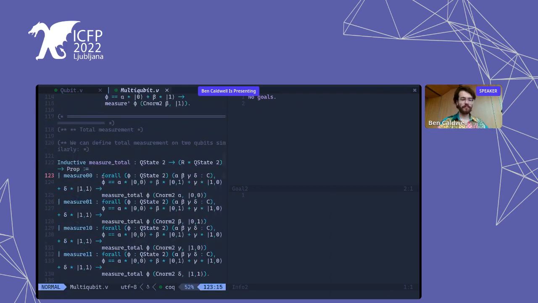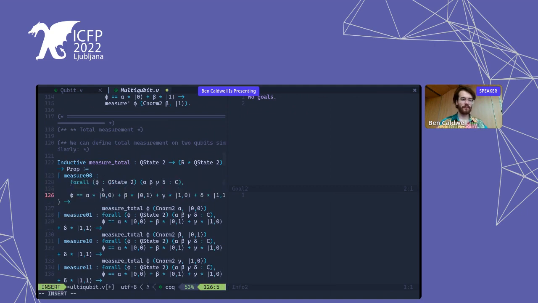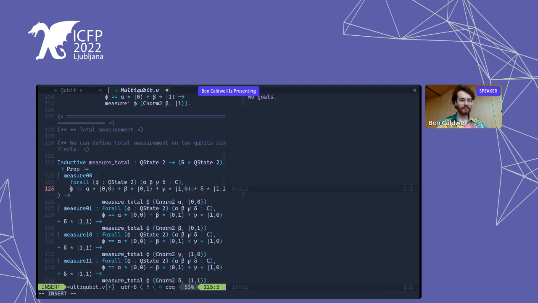Now total measurement ends up extending this idea, right? We're saying, what's the likelihood that this collapses to 0, 0? All we need to do is look at the decomposition of it, look at the alpha, and then the norm squared of the alpha will tell us the chances that phi here will collapse to 0, 0. It's the same state we were making before, but we're instead relying on this decomposition, whereas before we were just looking at the specific value in a certain spot.